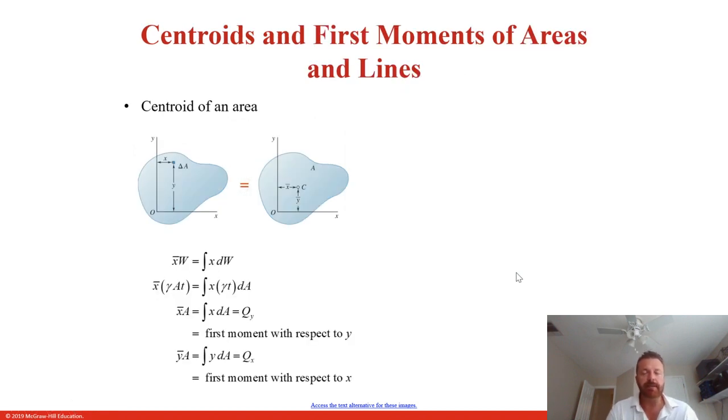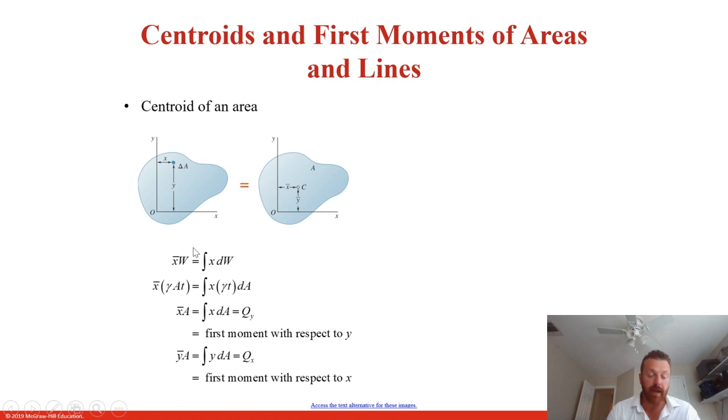So how do you actually come up with this formulation of centroids and first moments of areas and lines about axes? Well, if you notice, all that they're doing here is setting this problem up the same way that they had in the previous slide. X bar times W, where W is assumed to be the entire weight of the object, is going to be the rotation of this object about the y-axis, or the moment about the y-axis. Again, it's over here on the right, so that is your X bar.